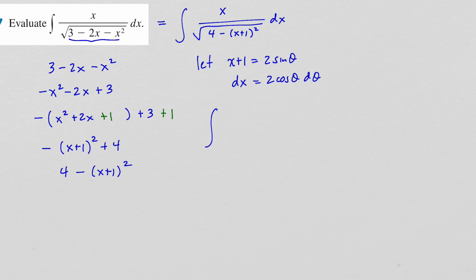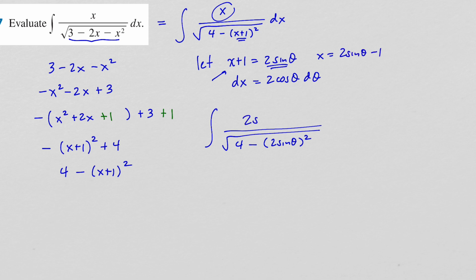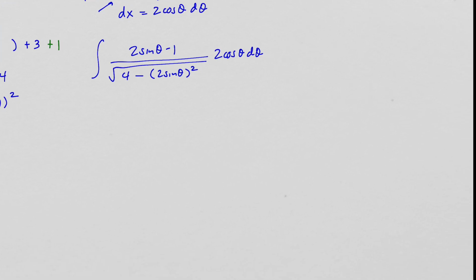And then this integral becomes, in the denominator, 4 minus x plus 1 squared is this thing squared. So 2 sine of theta squared. X on top, we have to solve for x here. So x is going to be 2 sine of theta minus 1. And then dx is 2 cosine of theta d theta. And so now I just need to simplify. We have the integral 2 sine of theta minus 1 times 2 cosine of theta d theta.